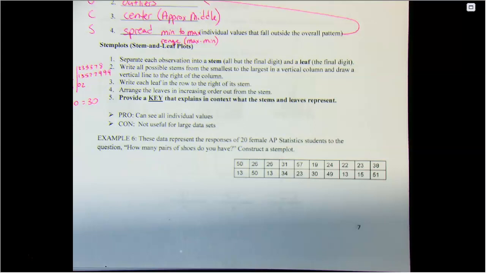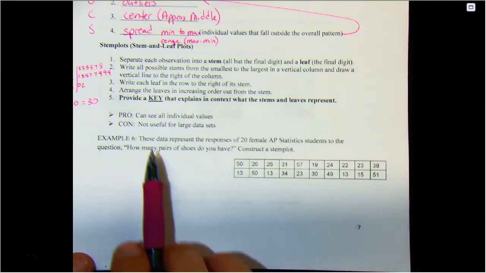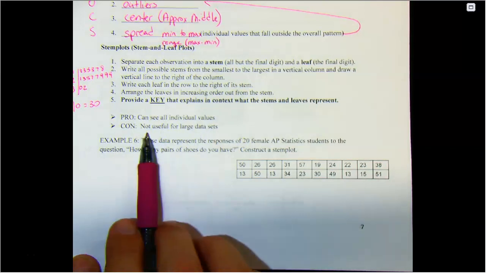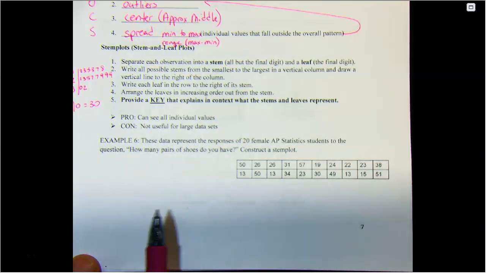So it's not going to be a dot plot. We're going to put a stem and leaf plot. And again, this allows us to see individual pieces of data. It's just a different way of drawing that picture. So again, we can see the individual pieces again. It is not useful for large data sets.